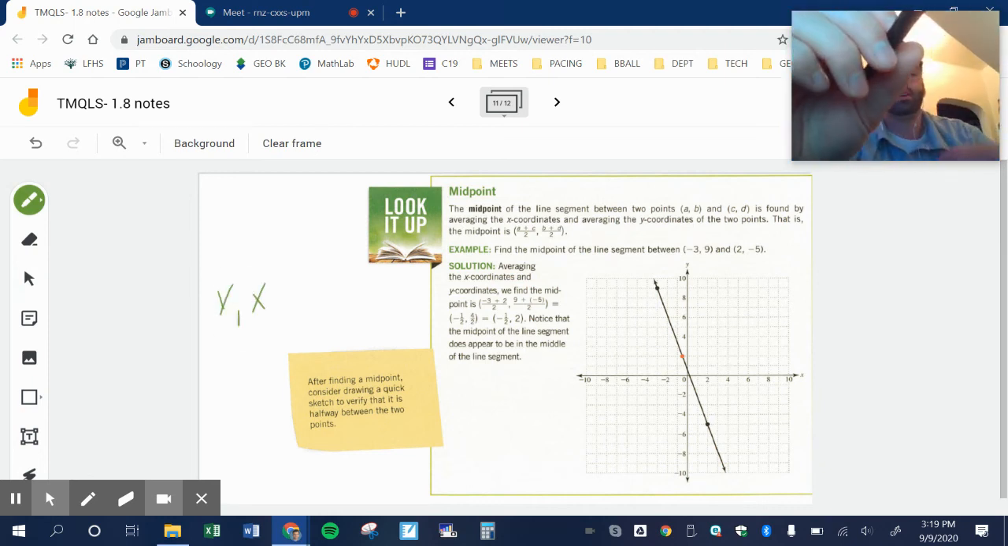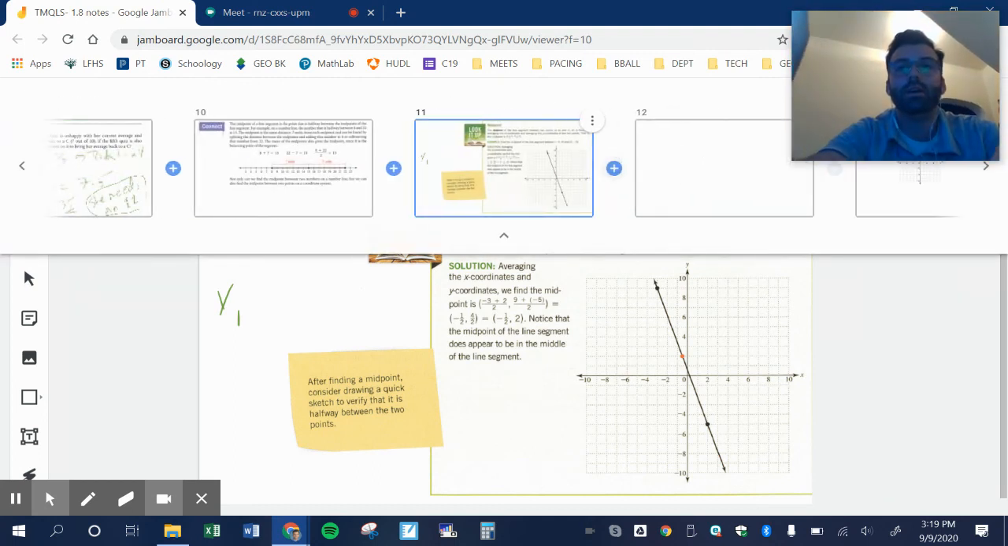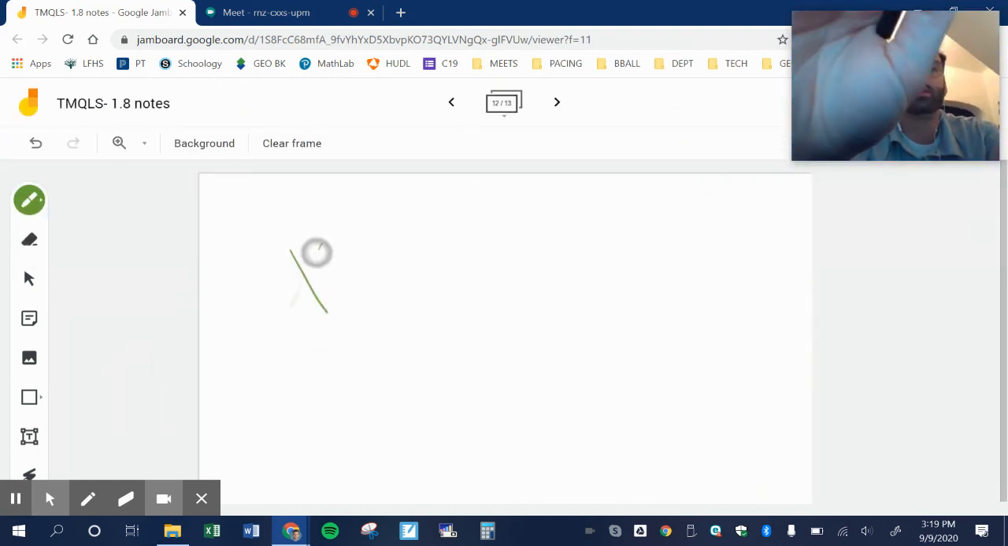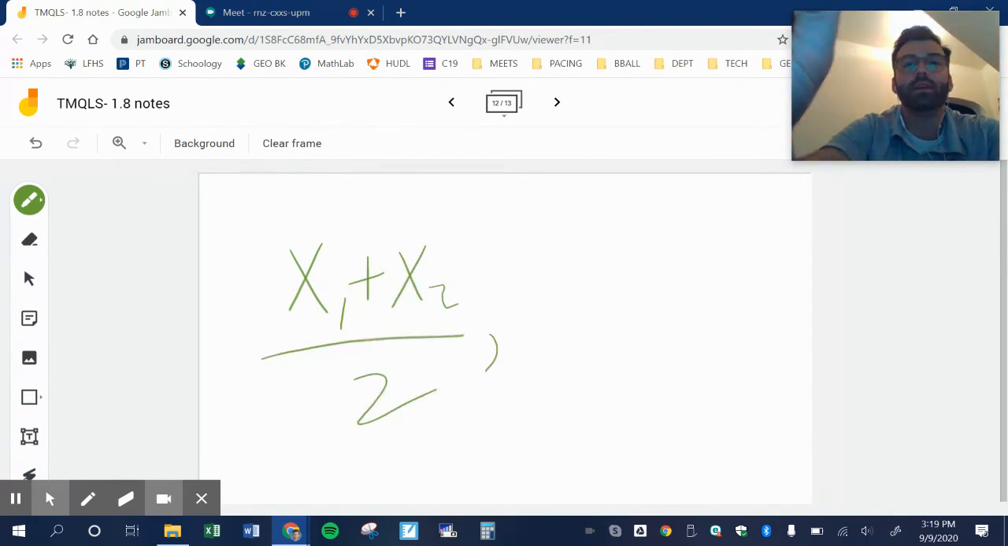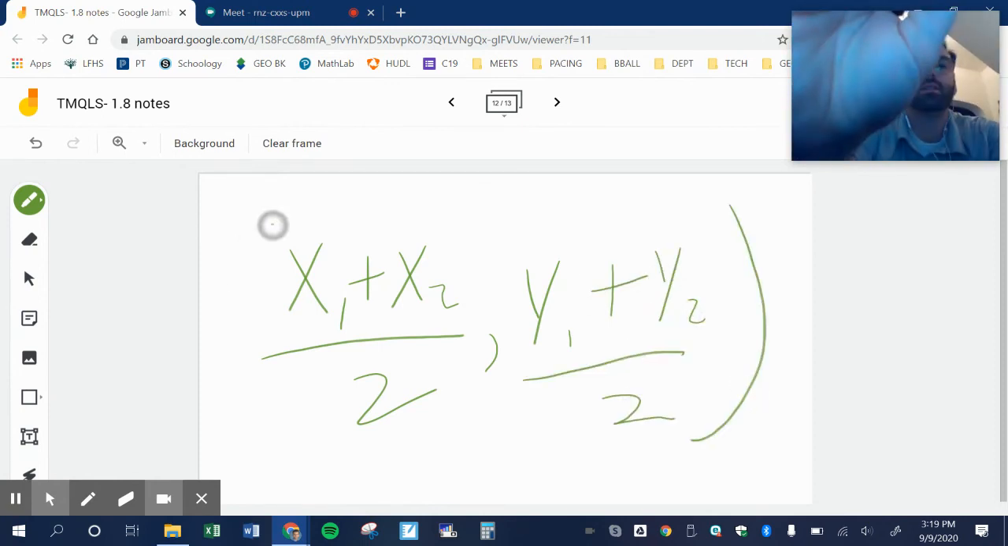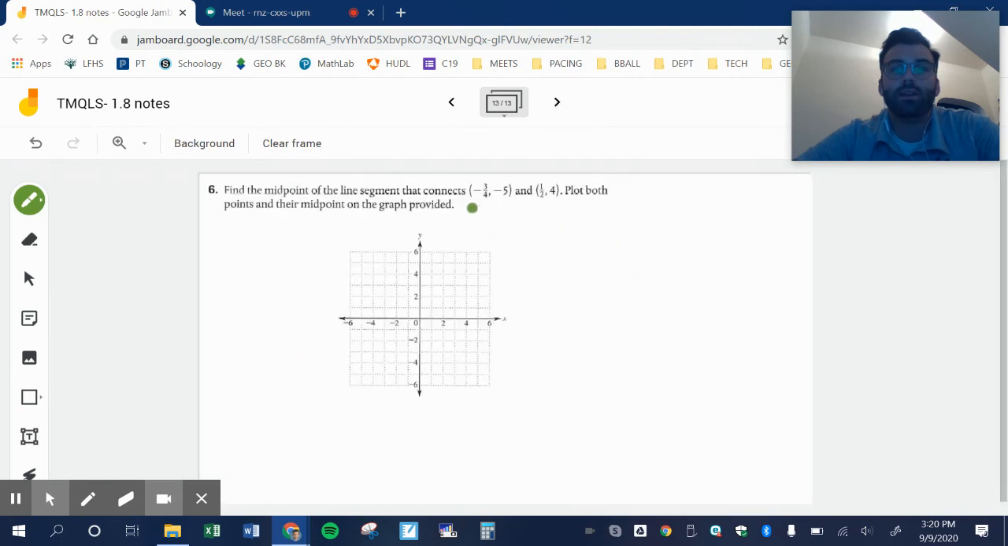Okay, over 2, and y. I'll just write it in a new slide. Here's how I like to think of it: x1 plus x2 over 2, and then y1 plus y2. It's kind of like this. It looks like it kind of brings you back to slope, but all we're doing is adding our x's and adding our y's divided by 2. Let's practice that. Here are 2 points.